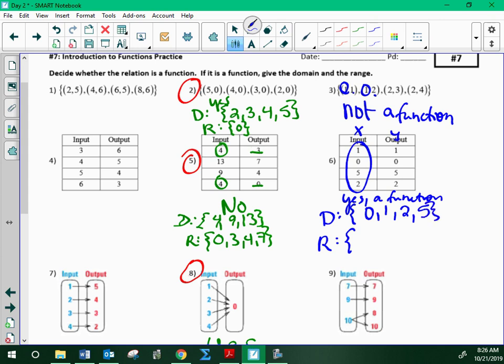And same idea for my range, my outputs. We want to go from smallest to largest, which ends up being 0, 1, 2, and 5. Any questions with 3 or 6?